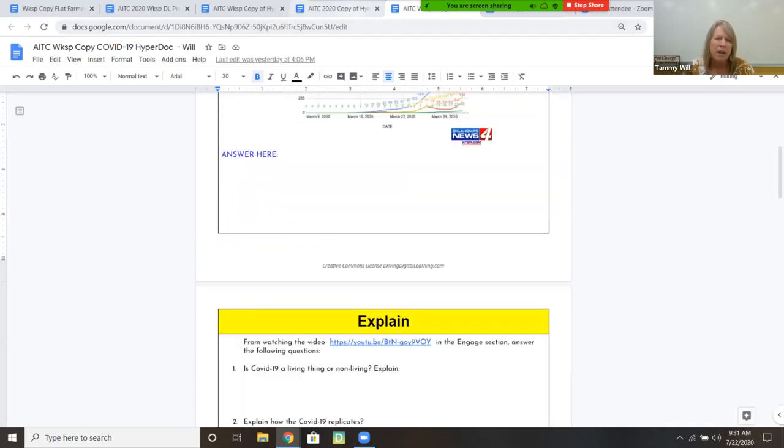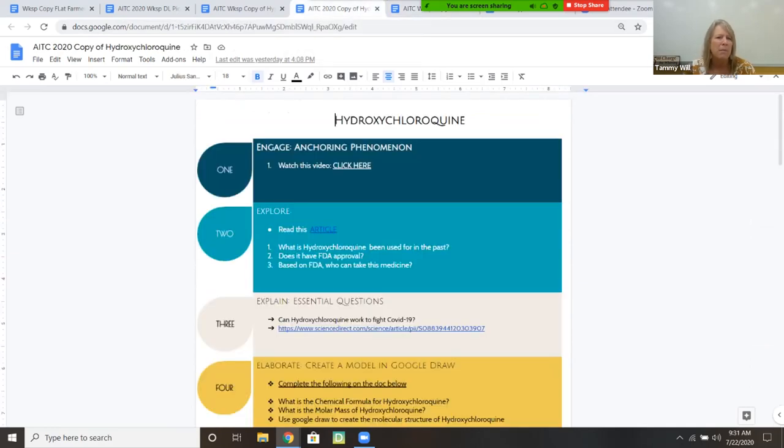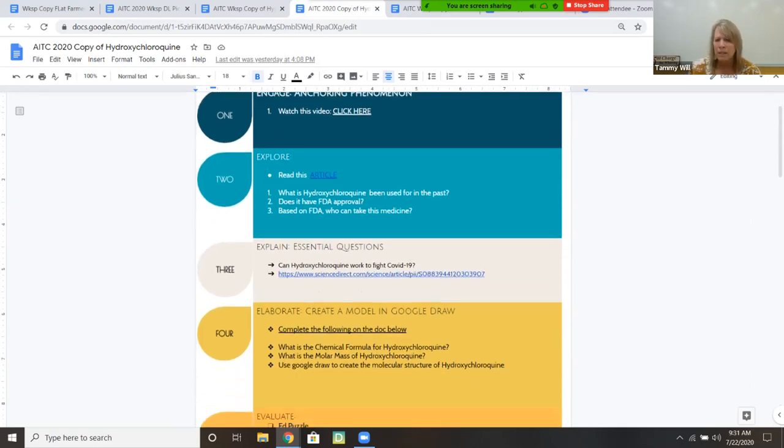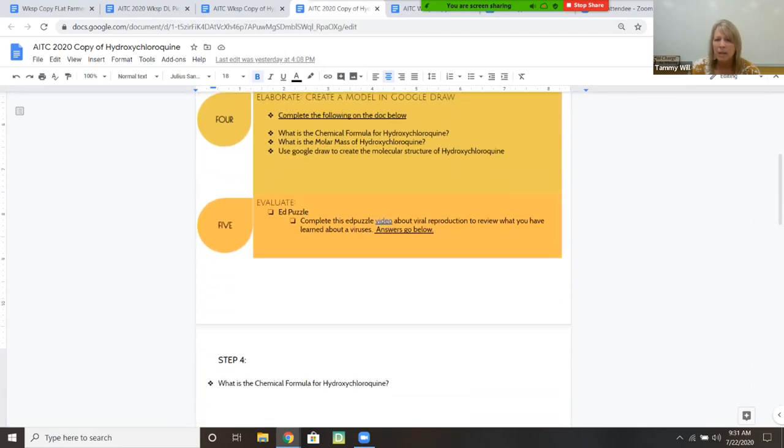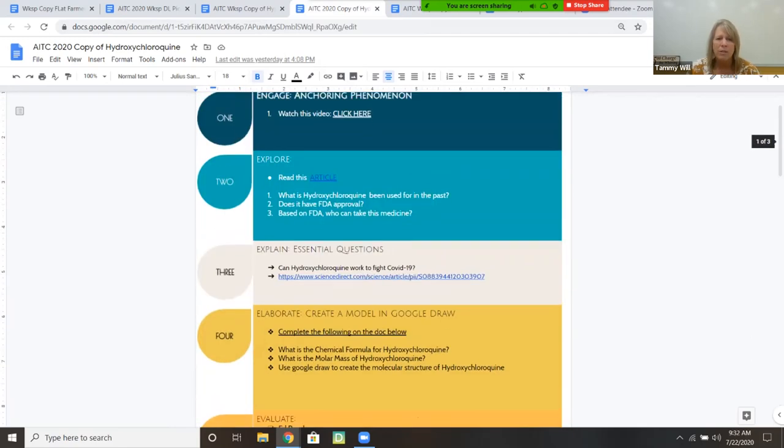But after that, I was really excited to come back and do another one, because this was all in the news. They talked about this particular drug. What is it? What is this funny sounding word? So I sent this out to my kids after the COVID one. And look at the format of it. It's very different, but I didn't want to keep overwhelming them with the same look.